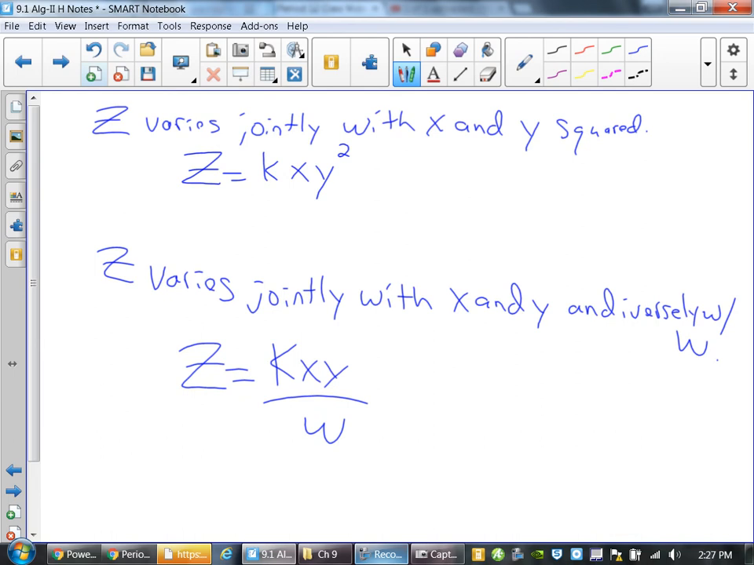Yeah, you might. Depends on what they give you. If they say z varies jointly with k, x, y, they'll give you z, x, and y. Then you can find k, and then you can go ahead and find some other ordered pair or some other value. So it's like the a and the y equals a, x minus y. Very similar.